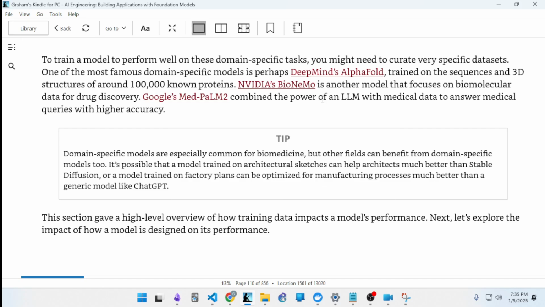This section gave a high-level overview of how training data impacts a model's performance. Next, let's explore the impact of how a model is designed on its performance.